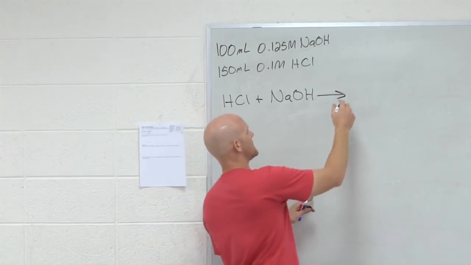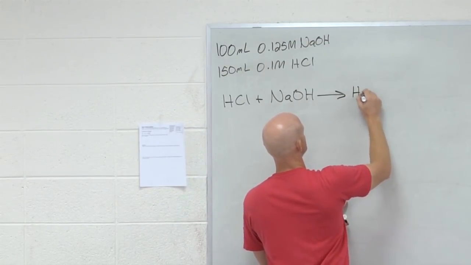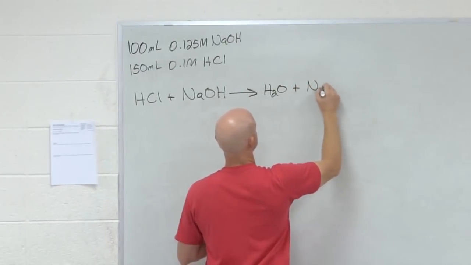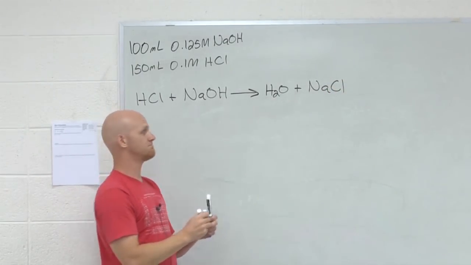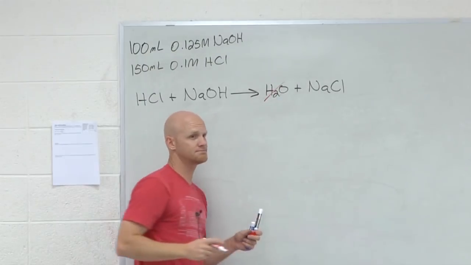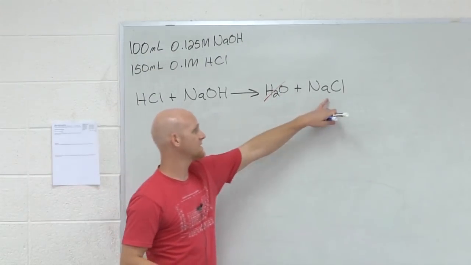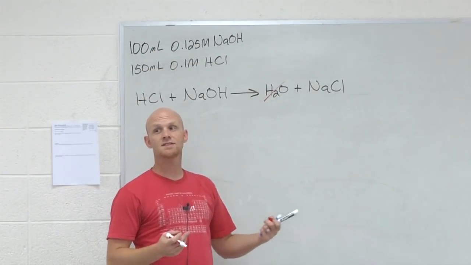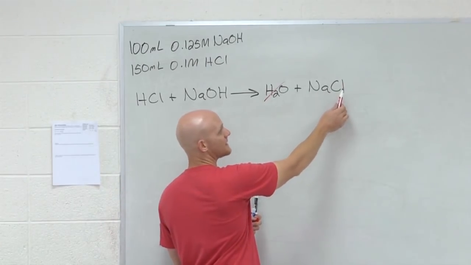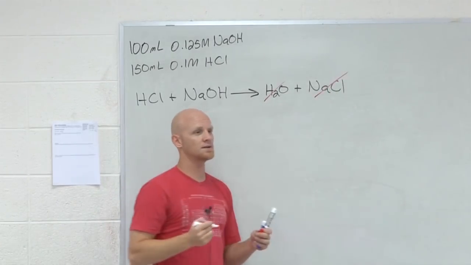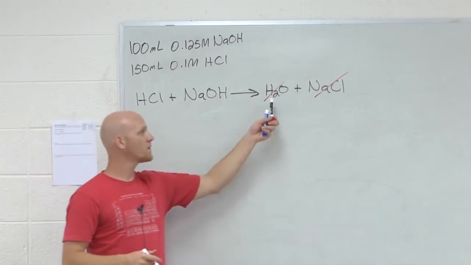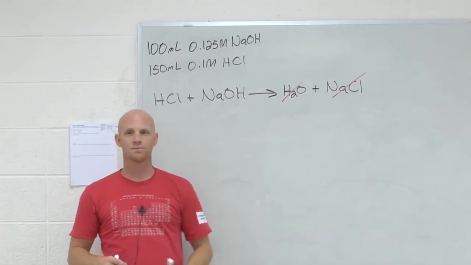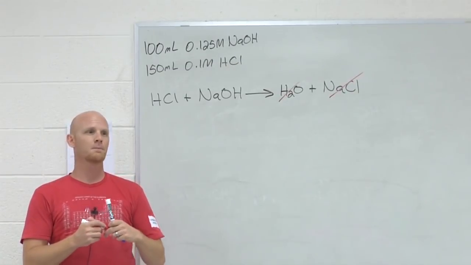And so what products do I get here? Will water affect pH? No. So I will form some water here. I'm going to ignore it. Doesn't affect the pH of the solution. Does NaCl affect the pH of a solution? No, it's a negligible salt. Negligible cation, negligible anion. I'll ignore it as well. So I just figured out that when I work this, I don't have to worry about any of these products that I form. They're not going to affect the pH of the solution at all.